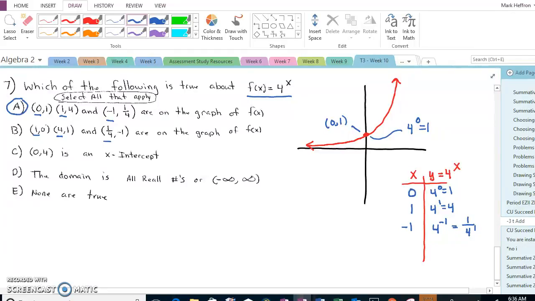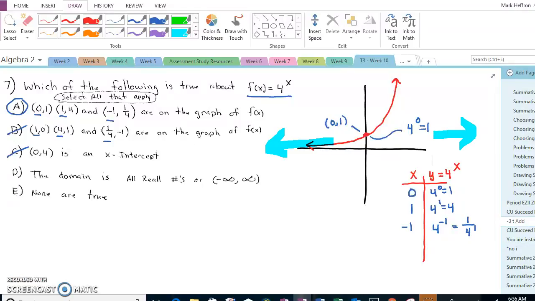A is true. B is not true. C, (0, 4) is the x-intercept. There is no x-intercept. We will never cross the x-axis, so that can't be true. The domain is all real numbers. That's true. We go forever this way and forever this way. So A and D are true.